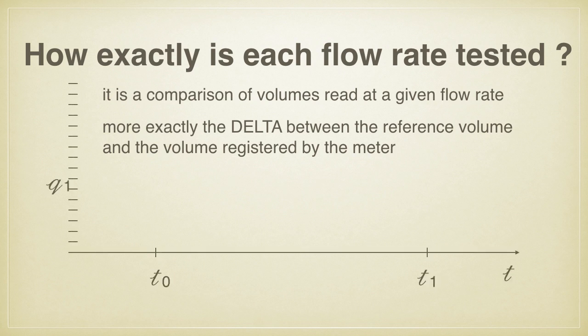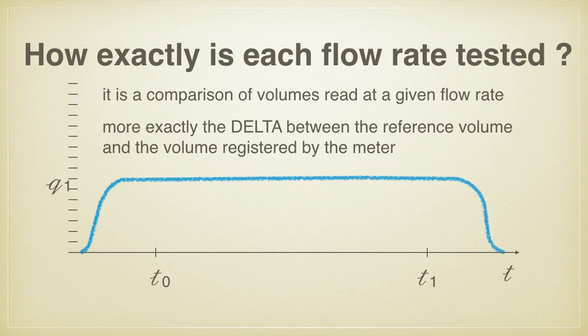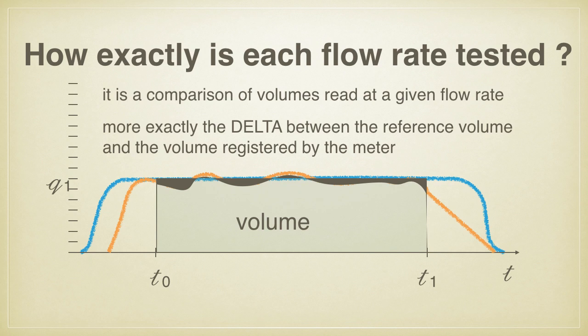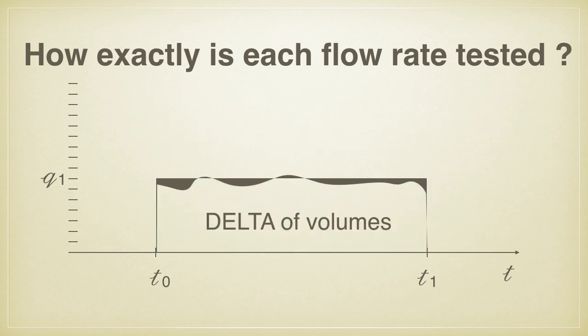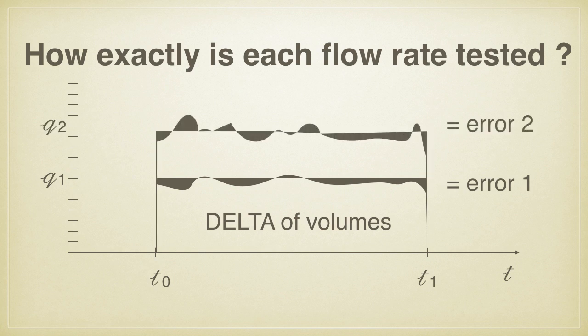Well, it is a comparison of volumes that are read at a given flow rate, more exactly the delta between the reference volume and the volume registered by the meter. In this case, the blue line represents the tested volume, or the reference volume, that is determined at the given flow rate between time 0 and time 1, and the response given by the meter between the same timing. The delta between these two are therefore the precision or the error. That gives us error 1 for a specific flow rate, and we repeat the operation for a different flow rate.